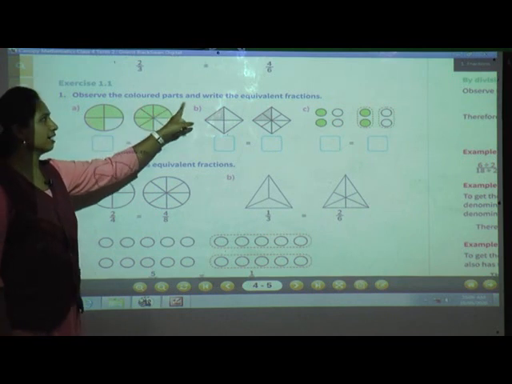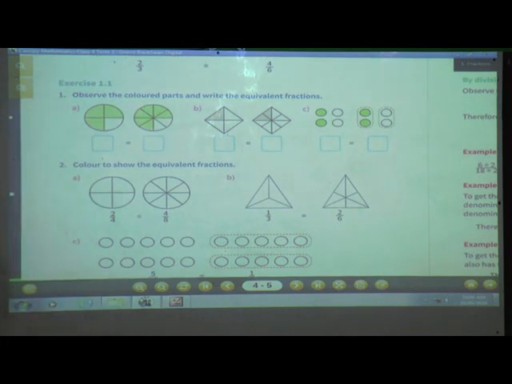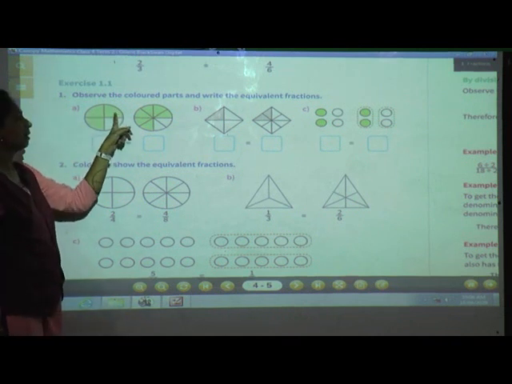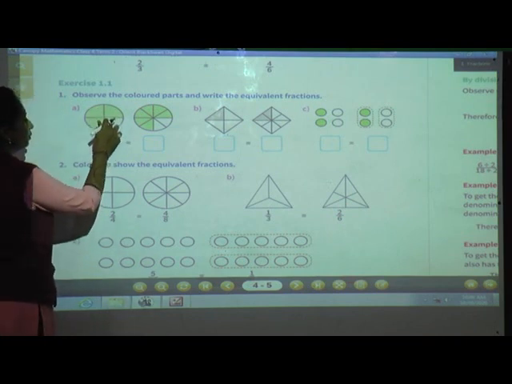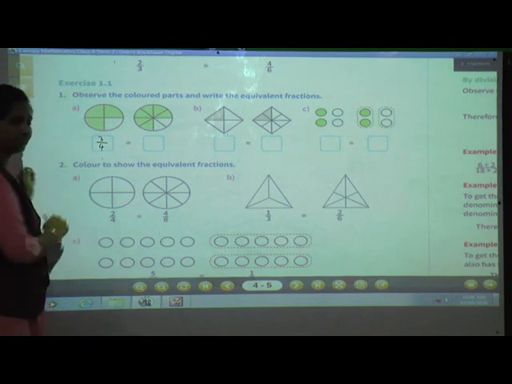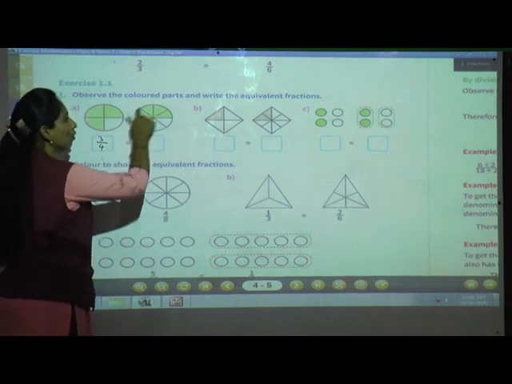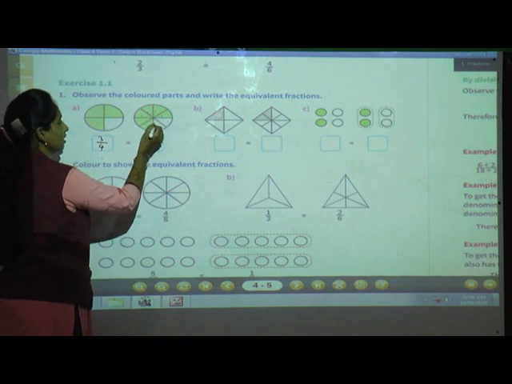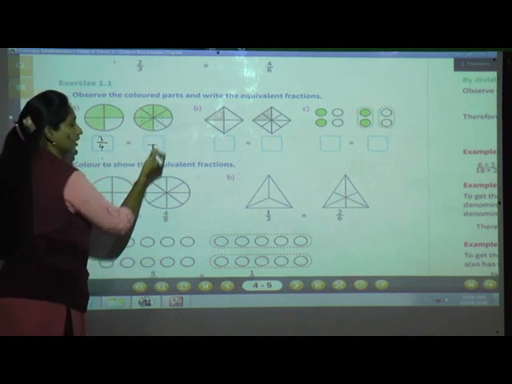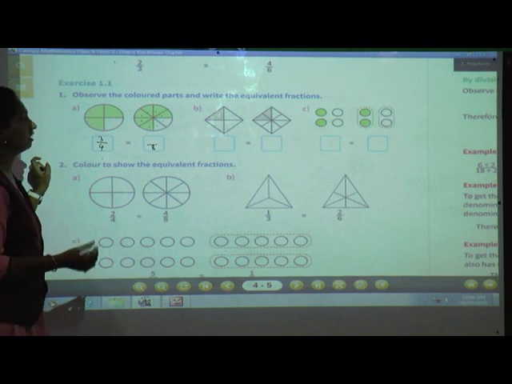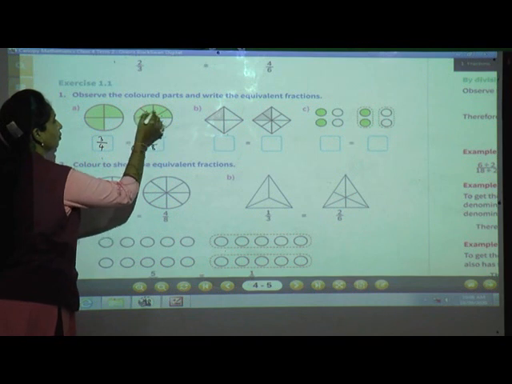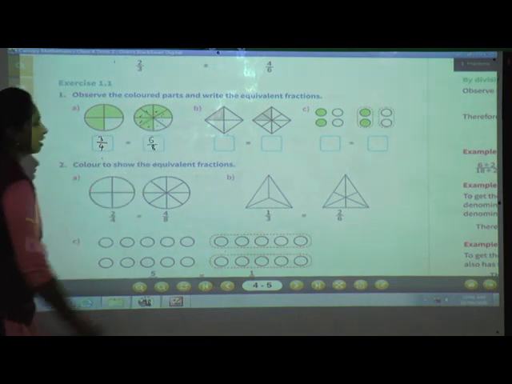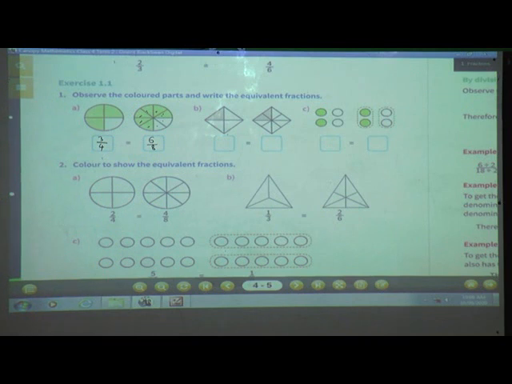Observe the colored parts and write the equivalent fractions. Now see in the first picture, this is the whole, and how many parts are colored? 3 out of 1, 2, 3, 4, so you have to write in this way. Now count the whole parts: 1, 2, 3, 4, 5, 6, 7, 8. Write it in the place of denominator, and the colored parts we have to write in numerator. See how many? 1, 2, 3, 4, 5, 6. So 6 upon 8. Understood?